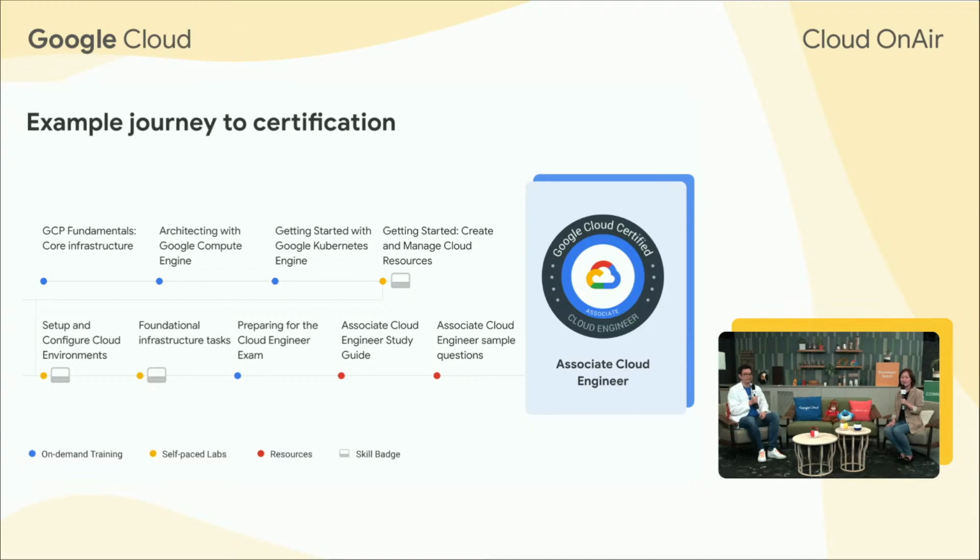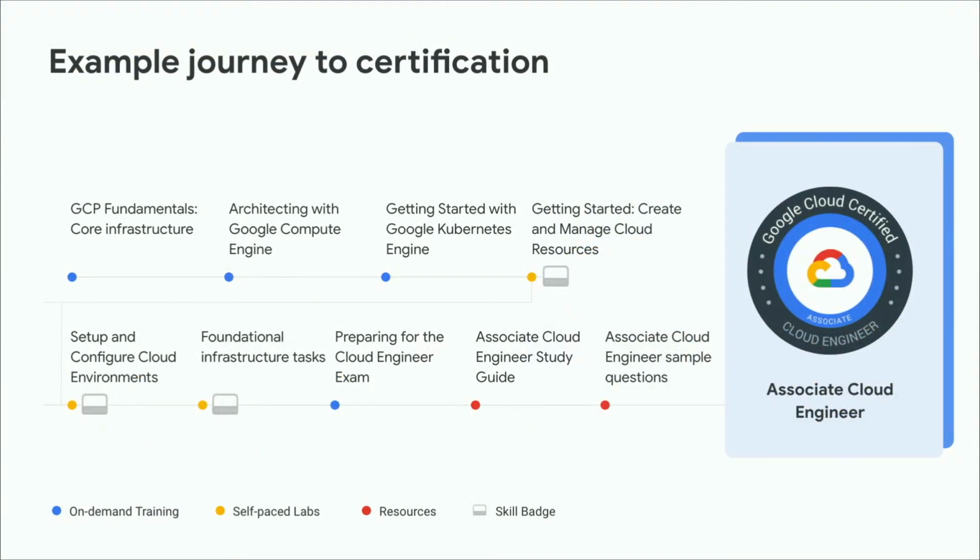So I believe everyone has their own path on the certification. Here, we would like to share with you an example journey to the Associate Cloud Engineer. You can start with Coursera trainings for the core infrastructure, Compute Engine, Kubernetes. This is also the focus for day 1, day 2. After that, you can continue with some quick lab sessions. Then you can try some sample questions available on our website to test whether you are ready to go.